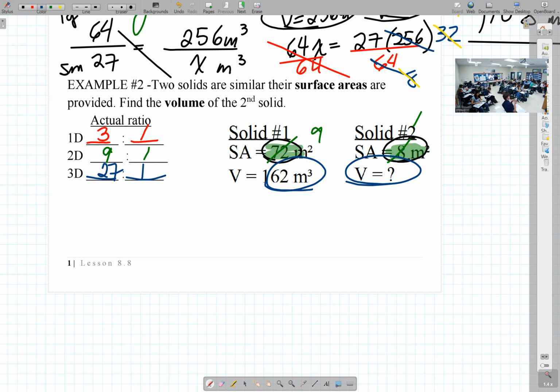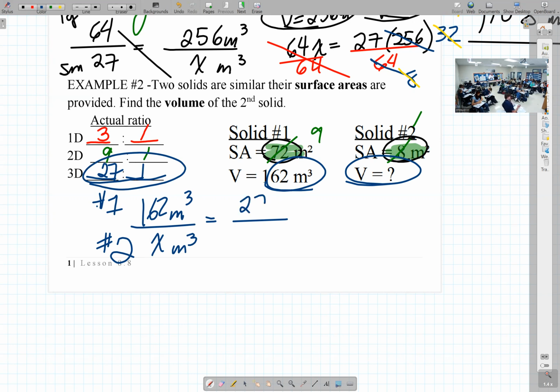Now look at what we have. We have the volume. So we're going to go from solid number 1 to solid number 2. Actual volume. And we're using this ratio. Cross multiply.